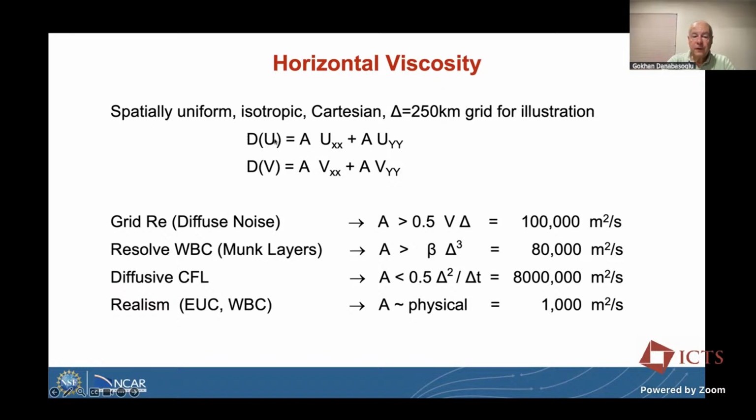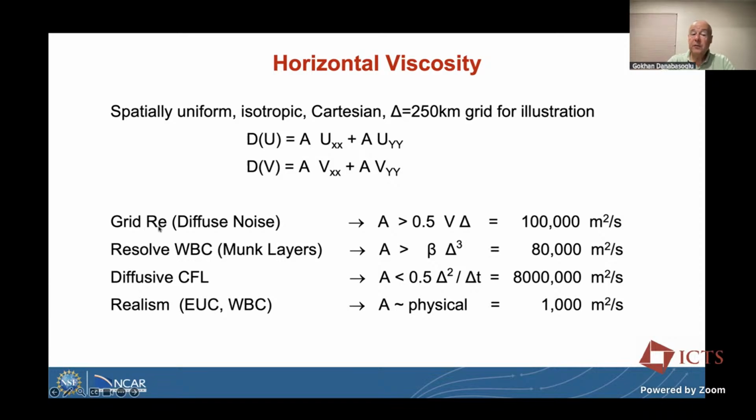These two equations are, the top one is the zonal momentum and the bottom one is the meridional momentum equation. Just for simplicity, this is written in Cartesian coordinates. The diffusivities are isotropic, spatially uniform, and let's assume that for the purpose of illustration, our grid spacing is roughly 250 kilometers. There are four criteria that you need to be considering.